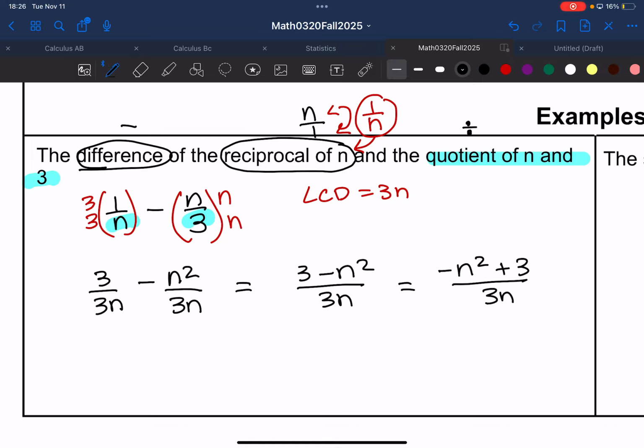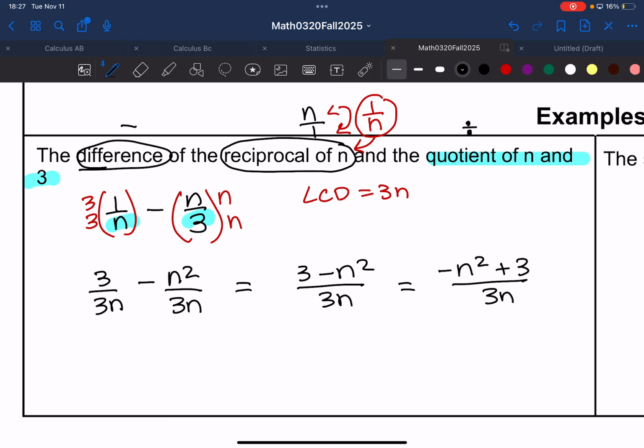Can anything cancel? No. Can anything simplify? No. How about the reciprocal? And are we supposed to GCF that? What do you mean? Oh no, because it's a negative.